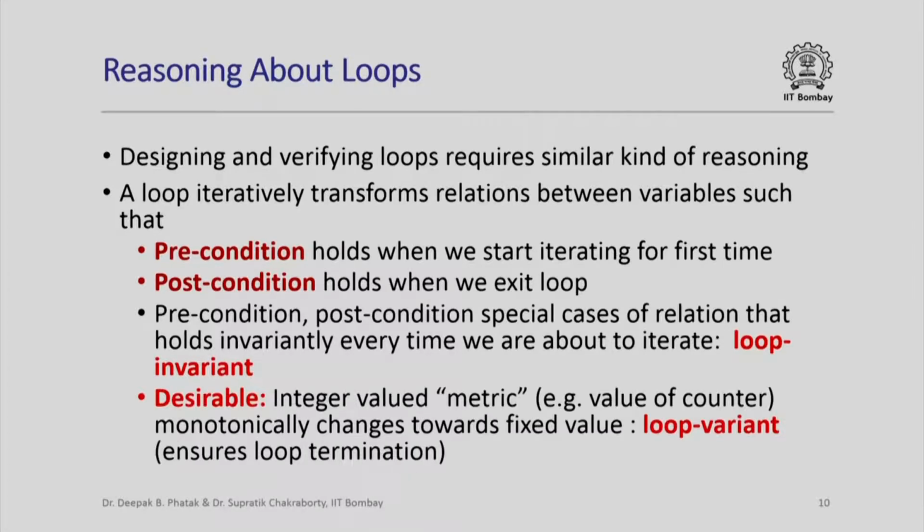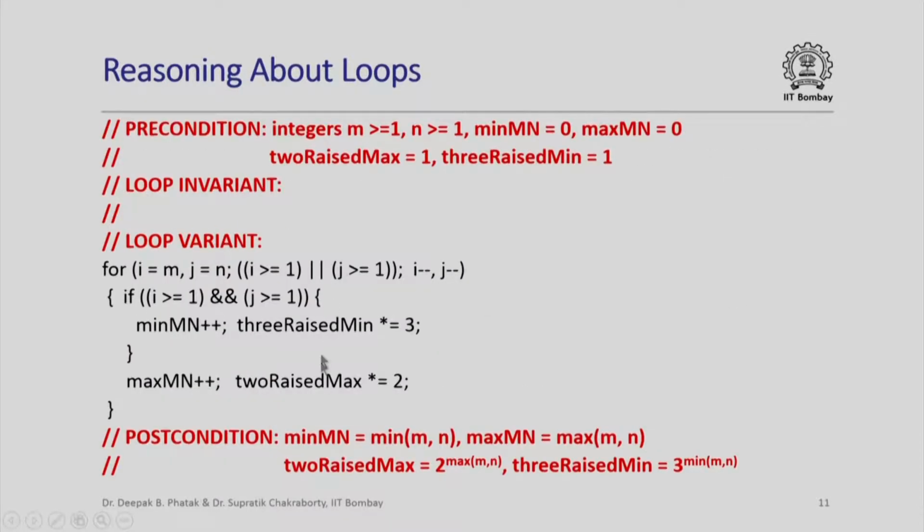In addition, it is also desirable that a loop terminates. We do not want infinite loops in most cases. So in order to ensure termination, it is desirable to have a certain metric which is integer valued, for example the value of a counter, and we want to ensure that the value of this metric monotonically changes towards a fixed value, so that we know that after some time it will reach that fixed value, and at that time the loop will terminate. So such a metric whose value monotonically changes towards the fixed value as the loop iterates is also called a loop variant. We will see examples of this right away. So here is our min-max loop.